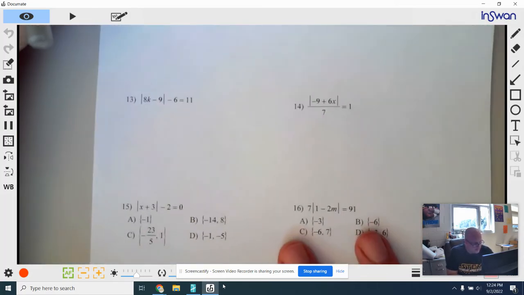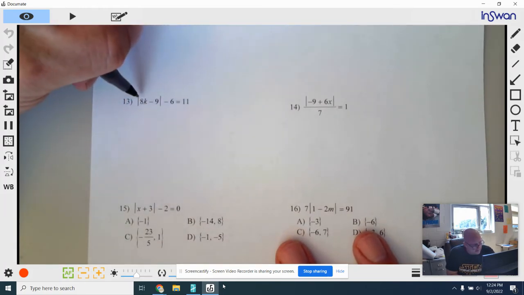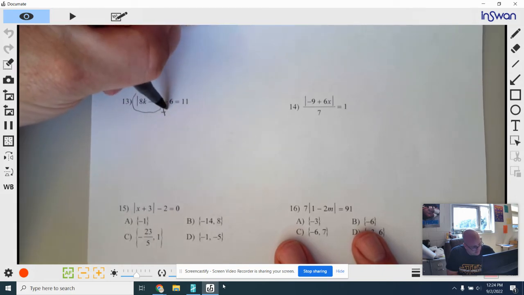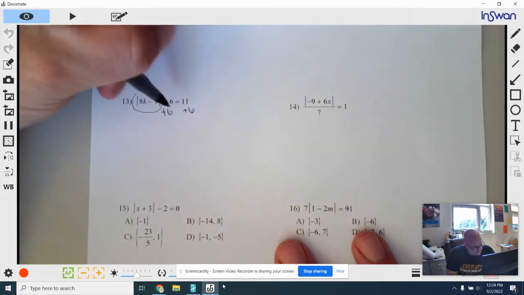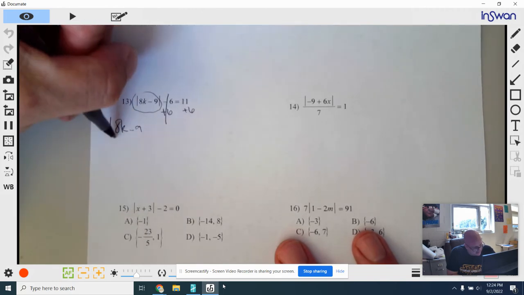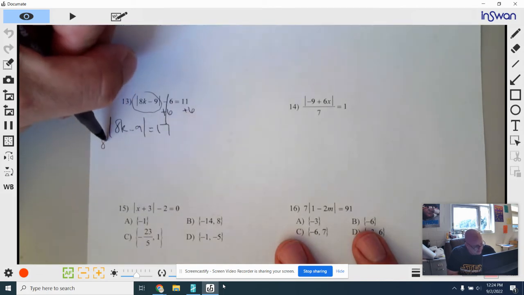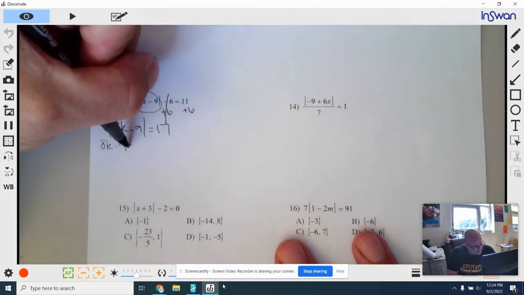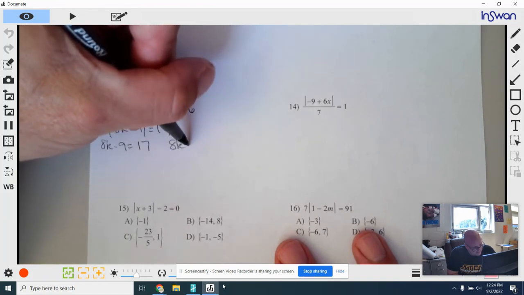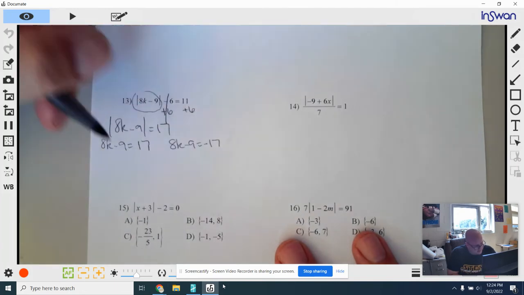All right, number 13. So kind of like what we left off on one of the other ones above there. I see the absolute value bracket is not alone. You got this minus 6 there. So let's do plus 6 to both sides. Okay, that cancels. So we got 8k minus 9 in our absolute value equals 17. All right, now we are good to go ahead and write two different equations. So here's the original. And then here's the one where I changed the answer to its opposite.